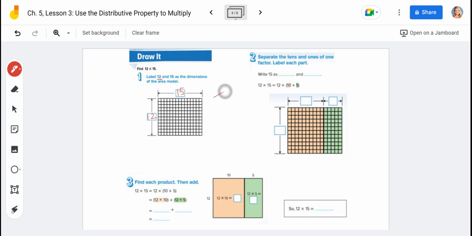So let's move over here to my number 2. Decompose the 15. Separate the tens and ones of that one factor. Then label each part. So we decompose 15, we keep 12 the same. We decompose 15 into its tens and ones. I get 10 and 5. Now remember, this is the extra step. And I feel like this extra step is here because we need to know which number we pick to decompose.